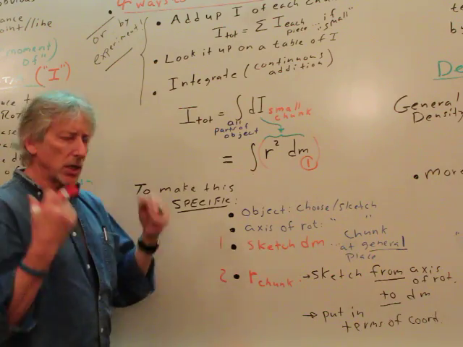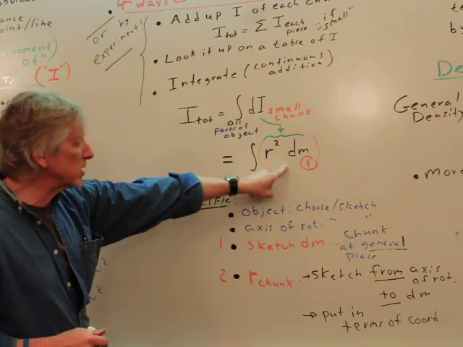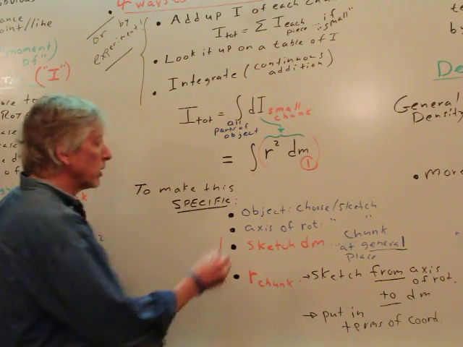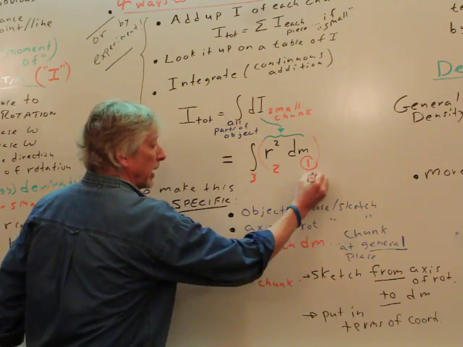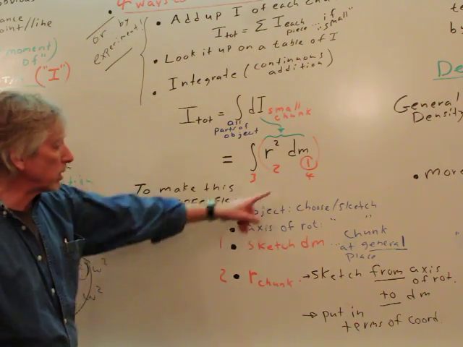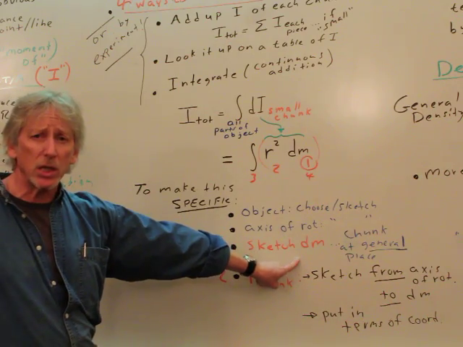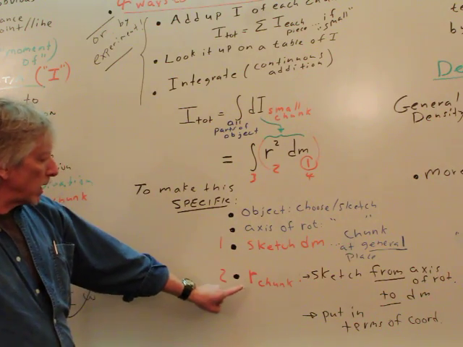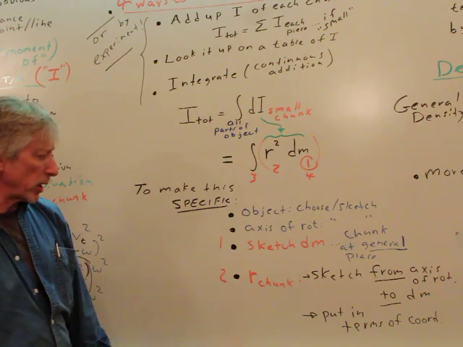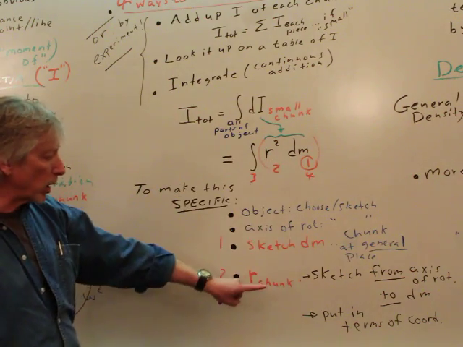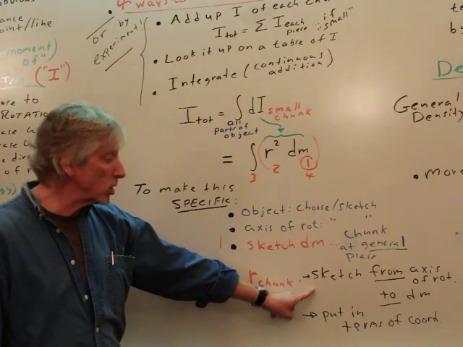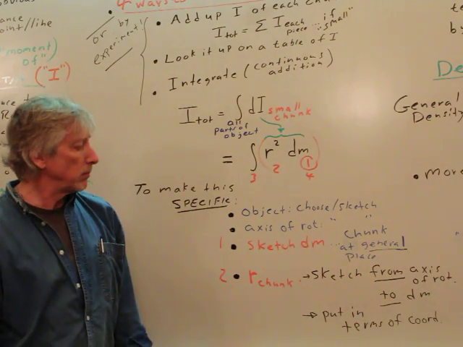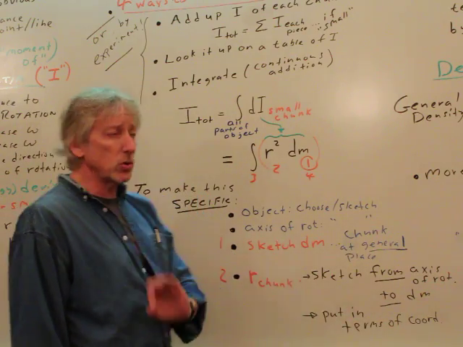We need to make it specific to help it sink in. But if you write this, this will tell you what to do. 1, 2, 3, 4. This is how we're going to do it. 1, 2, 3, and back to 4. Okay? So 1, just sketch a dm. That's very quick and easy. Show it on your picture. Always show it on your picture, it gets too tangled. Fine. 2, what's R of that chunk? What is that R? Well, it's something you're going to sketch from the axis of rotation to dm.